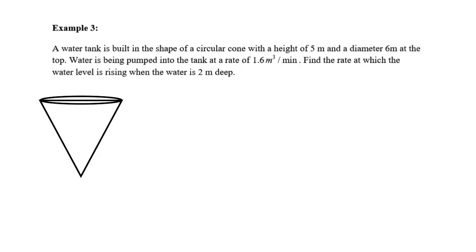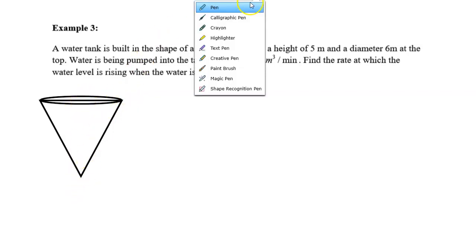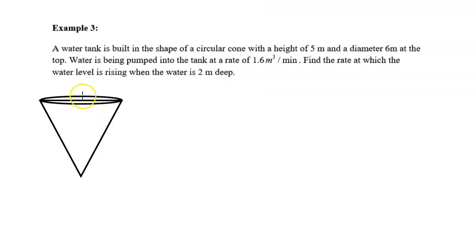In this next example, we have yet again another example involving a cone, except this time it's a conical tank and we're filling it with water. So it's not sand anymore, it's water, and it's moving into a cone with the vertex down. Now, we've got a cone with a diameter of 6 meters and the height is 5 meters. I'll approach it this way, where I'll draw in the radius and I'll draw in the height.